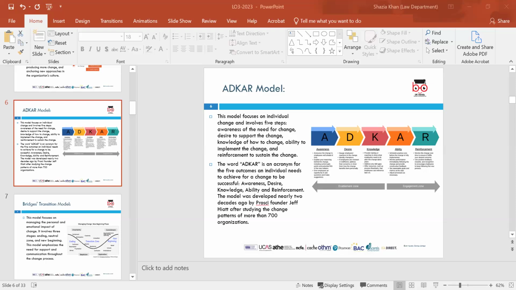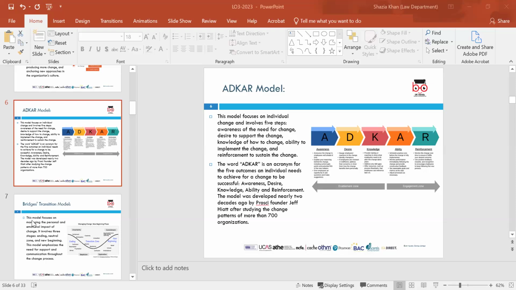So, the first bit of it, the awareness, focuses on making individuals understand why the change is necessary. Then the D part of it is, after building awareness, fostering a personal desire to support and participate in the change is essential. The knowledge part of it refers to providing the information and training necessary for individuals to know how to change. And the A part of the ADKAR acronym is ability: while knowledge equips individuals with the know-how, ability ensures they can apply it in real life situations. And then reinforcement is the last one. To sustain the change, reinforcement is necessary.